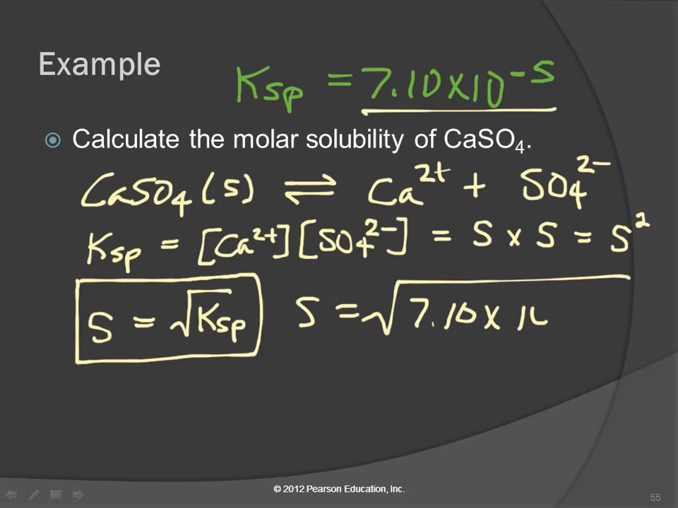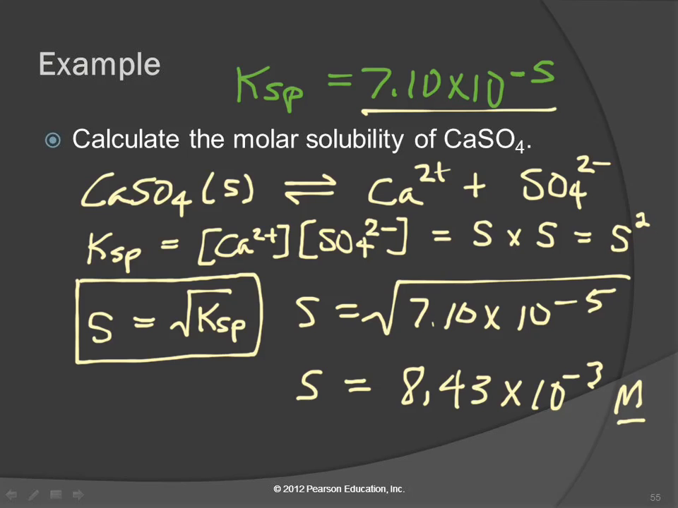7.10 times 10 to the minus 5. 7.10 EE minus 5 square root. We're going to keep the same number of significant figures, 8.43 times 10 to the minus third. And we'll just slap an M on that. Units get a little weird with solubility expressions. Any questions? No? Okay.